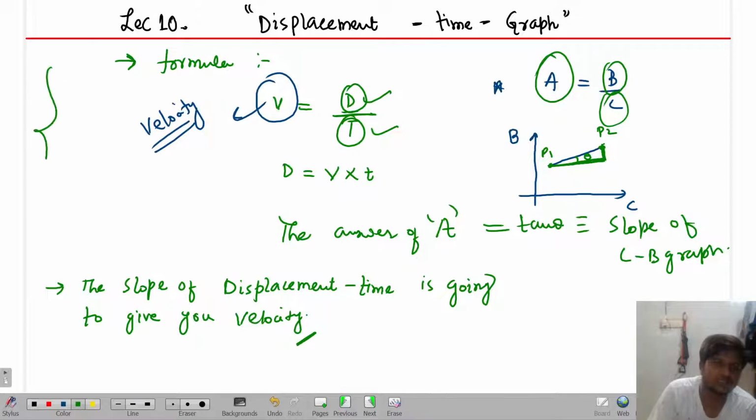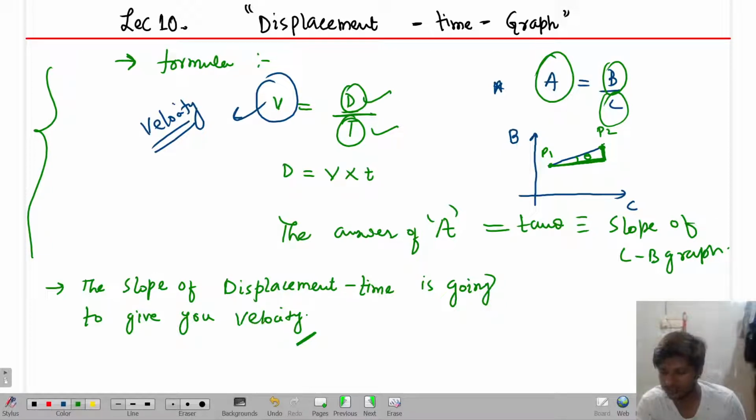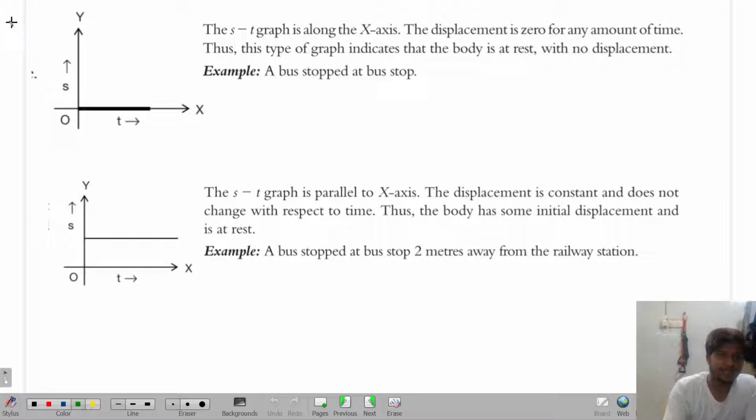With all of this knowledge, I'm going to start the graph. Are you ready? Yes or no? Any kind of doubt? Yes, sir. No, sir. Got it or not? Okay, so let us start these graphs. Okay, I'm going to start. Next, type A.